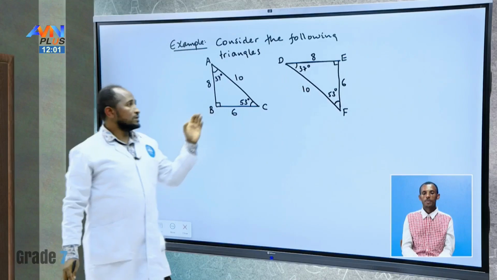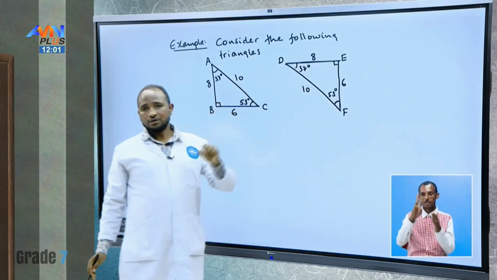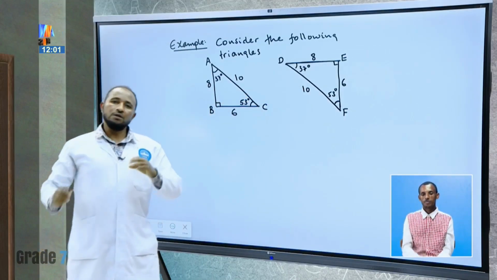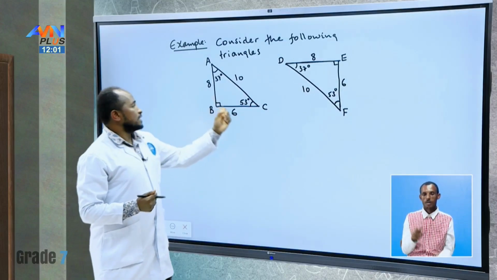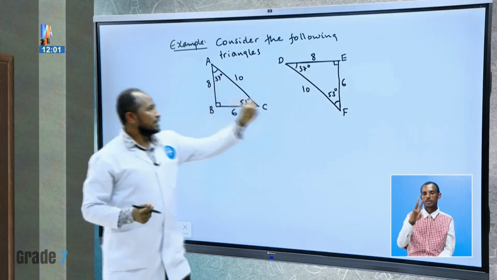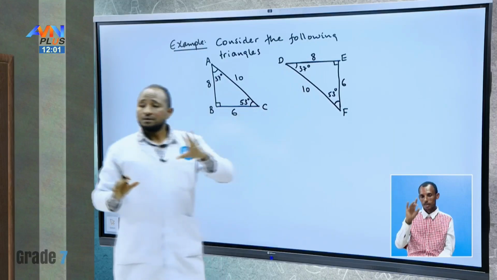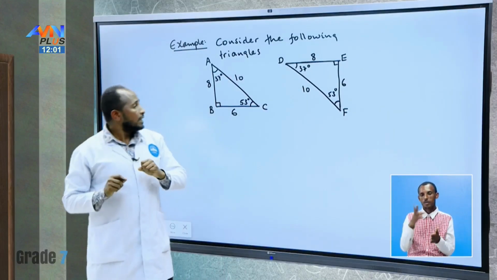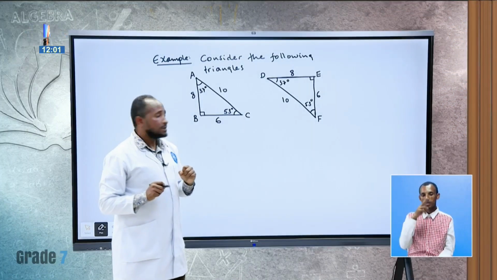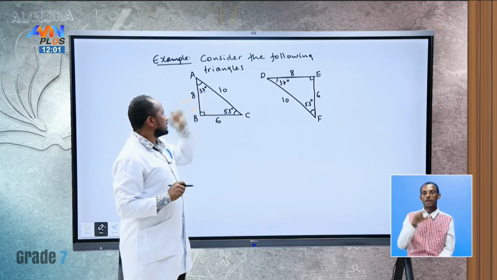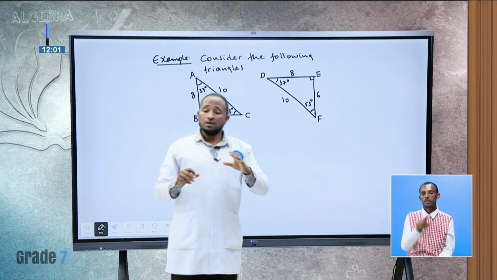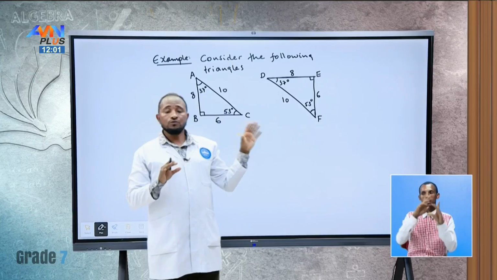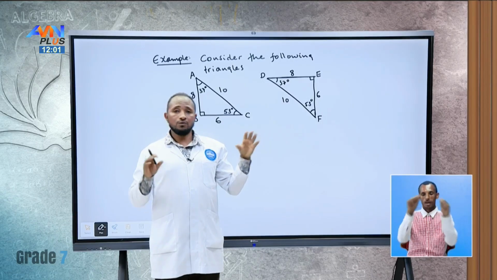Are all the 6 parts of these two triangles congruent? And in what order? Look here, the sides are 6, 10, 8. Again here, 6, 8, 10. They have the same sides. And look at the angles: 90, 53, 37, and 90, 53, 37. All 6 parts of these two triangles are congruent.